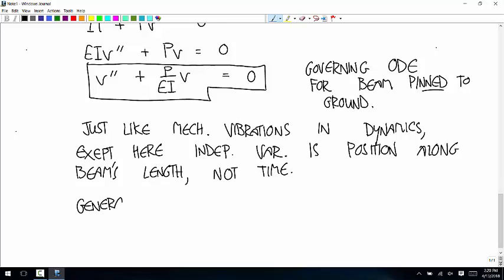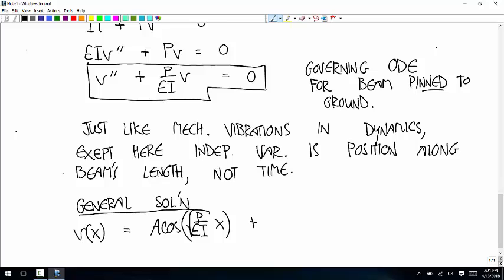Anyone remember what the general solution form is? Yep. That's right. And then do you remember what the argument of cosine and sine are? It's square root of P over EI, times x in this case, plus B times sine of the quantity, square root of P over EI, x.